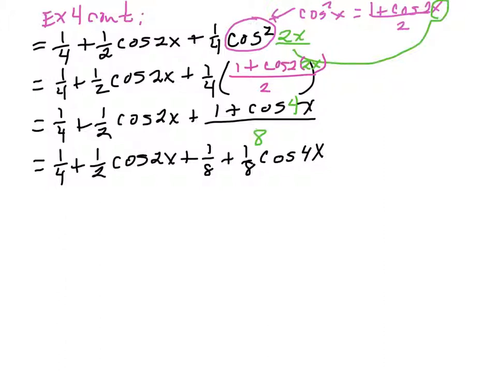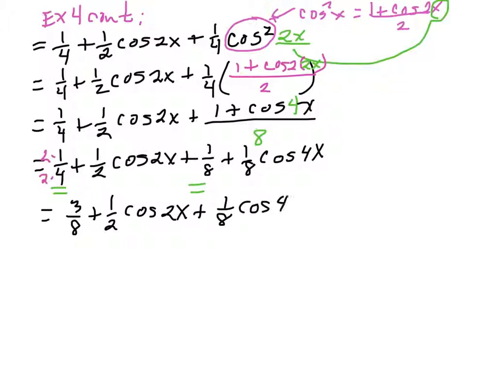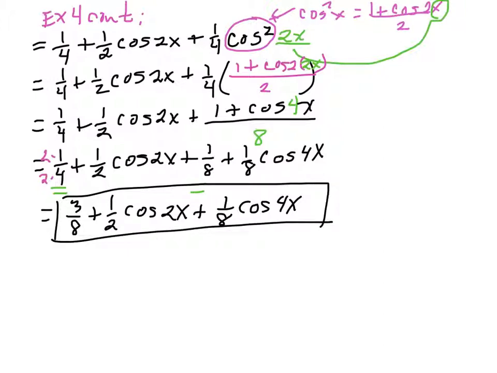Then, do we have any like terms? Don't we have 1/4 and 1/8? What's the LCD? 8. So I need to convert this denominator here to something over 8. So I'm going to multiply top and bottom by 2. What does that give me here? 2/8 plus 1/8. Oh, last step. That gives us 3/8 plus 1/2 the cosine of 2x plus 1/8 the cosine of 4x. Glory, hallelujah. That was a hairy problem.